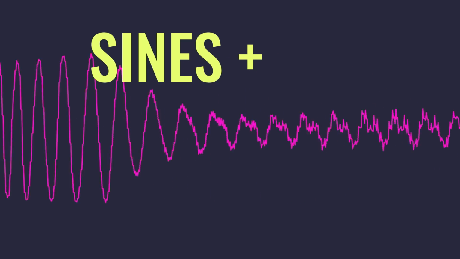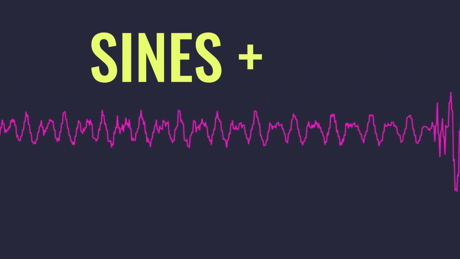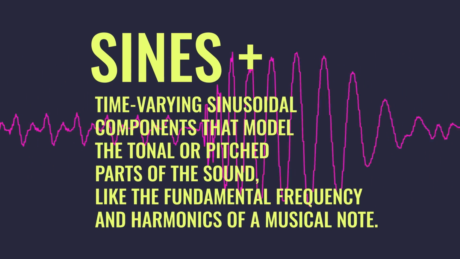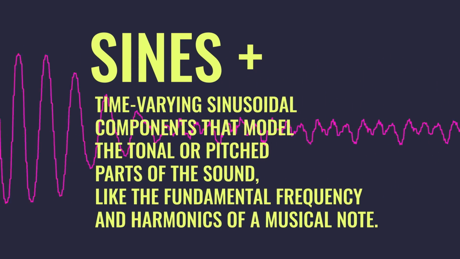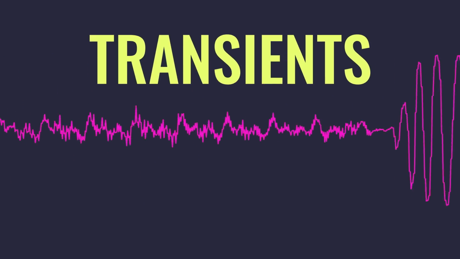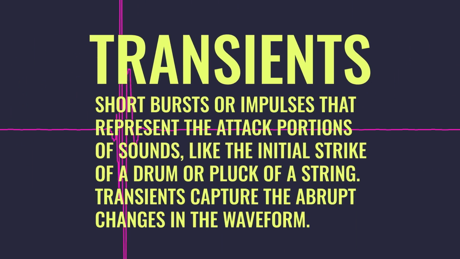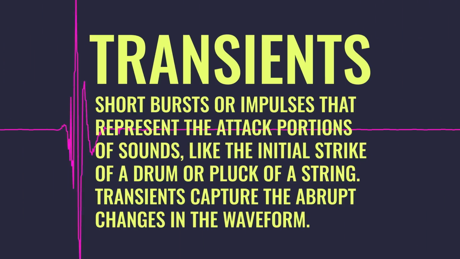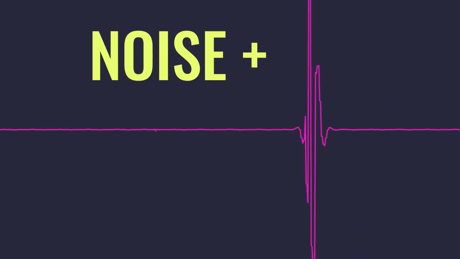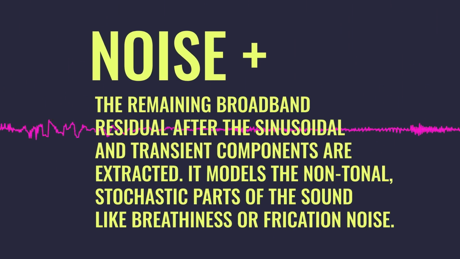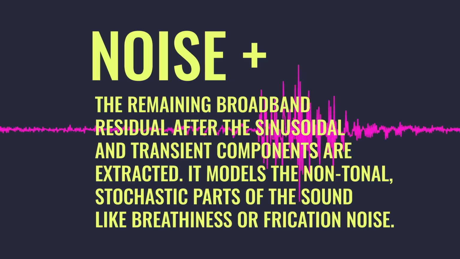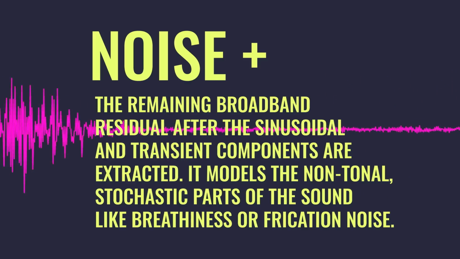The first is sines, or sinusoids. We've talked about these. These are the time-varying sinusoidal components that model the tonal or pitched parts of the sound. The next is transients. These are short bursts or impulses that represent the attack portions of sound, like the initial strike of a drum or pluck of a string. Transients capture the abrupt changes in the waveform. The third and final is noise, and this is the remaining broadband residual after the sinusoidal and transient components are extracted. It models the non-tonal stochastic parts of the sound, like breathiness or frication noise.